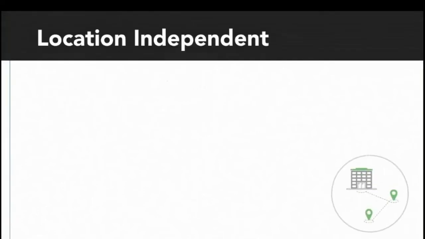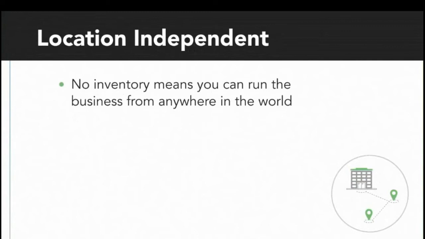Next is being location independent. Because you don't manage any physical products, you can run your business from anywhere in the world, which is huge. I'm a big fan of being able to work from anywhere, and dropshipping makes that incredibly easy.